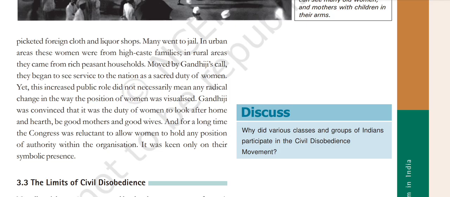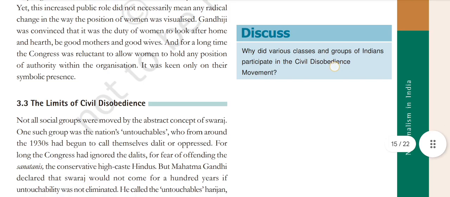Yet, this increased public role did not necessarily mean any radical change in the way the position of women was visualized. Gandhiji was convinced that it was the duty of women to look after home and hearth, be good mothers and good wives. And for a long time, the Congress was reluctant to allow women to hold any position of authority within the organization. It was keen only on their symbolic presence.